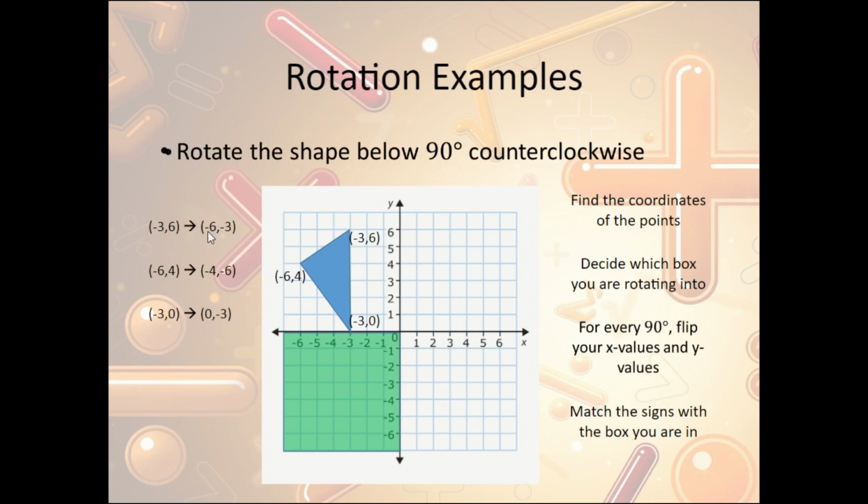Then I go ahead and plot these. So negative 6, negative 3. 0, negative 3 goes there. And we plot each of these, and notice now I have my triangle that's exactly the same, just spun around.